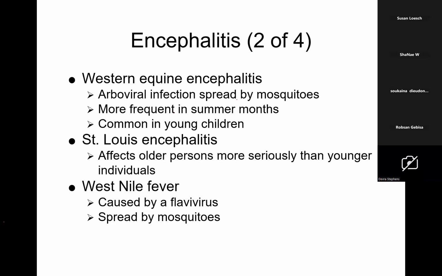All right, Western equine. And how I remember this is Disney World. Okay? Why? Because Western equine encephalitis is usually spread by mosquitoes. It's more common in the summer and it's common in young children. So at Disney World, we have all that going on. You got that swampy land down there where there's lots of mosquitoes. Kids are there. When do most kids go to Disney World? In the summer, because they're out of school. So it's arboviral. That is what the infection is caused by.